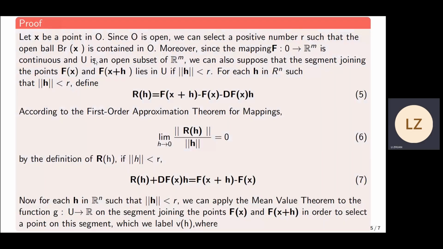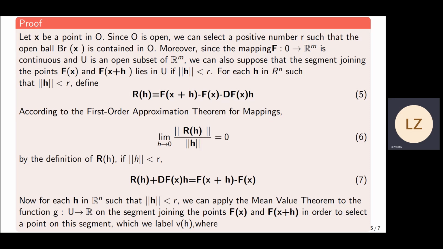So let's go to the proof. Let x be a point in O. Since O is open, we can select a positive number R such that the open ball B(R, x) is contained in O. Moreover, since the mapping f from O to Rn is continuous and U is an open set of Rn, we can also suppose that the segment joining the points f(x) and f(x+h) lies in U if the absolute value of h is less than the positive number we chose, which is R.